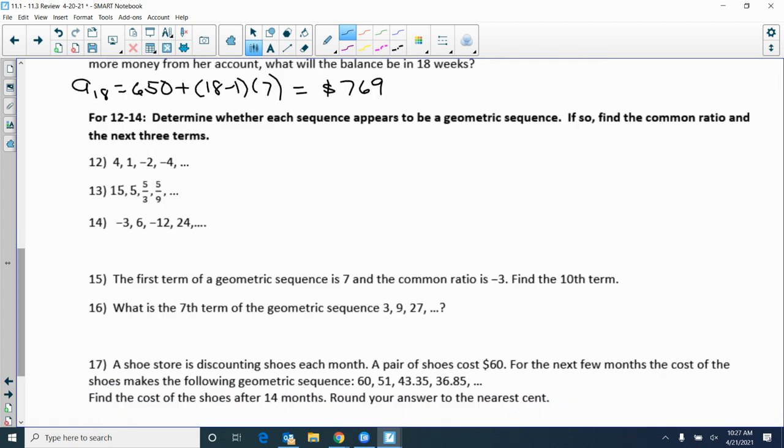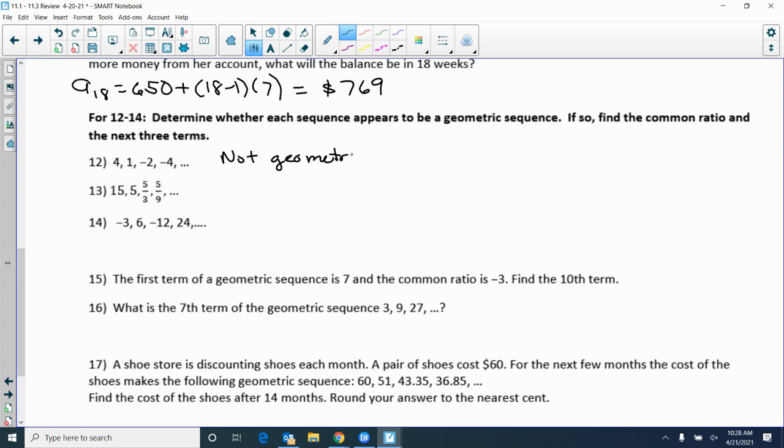Okay, is the geometric sequence, is it geometric? What's the common ratio? Are we multiplying? Sam, what do you think say for number 12? Not geometric. Good, it's not. You cannot multiply by the same number to get the next term each time. So not geometric.